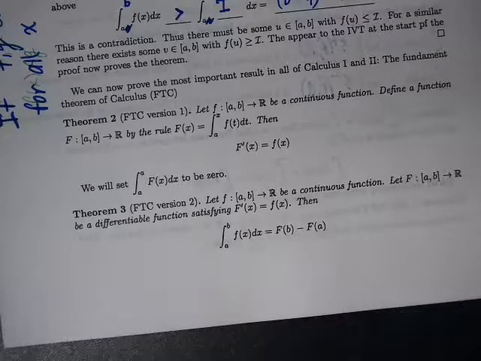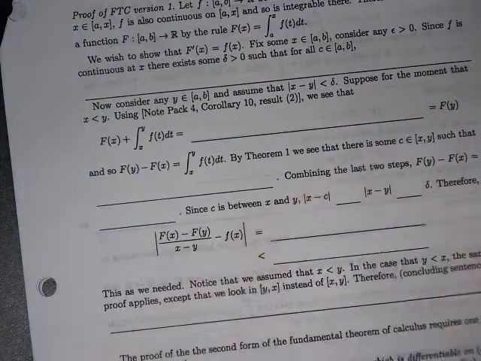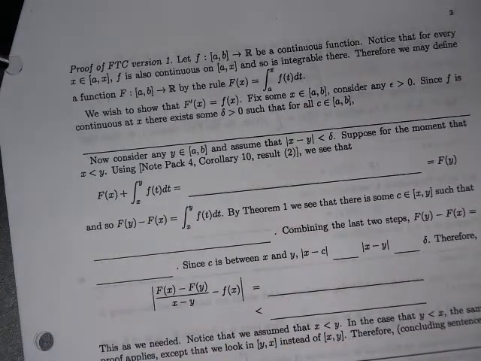And then it's like coming up with formulas for antiderivatives. But all of those are just like remembering derivative formulas. So let's go through the proof of version 1 of the FTC. Let's let f from a to b to R be a continuous function.